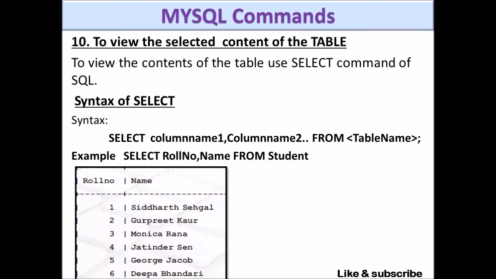Next query is to view selected content. For example, you don't want to see all the columns and rows, so for that we will write select, and then column 1, column 2, and then the name of the table. Here I am just selecting 2 columns, that is roll number and name. So the query will give you a result like this. You can see here roll numbers and names, only these 2 values are being fetched. So if you want to select particular columns, then you have to write select and then the name of the column and then the from keyword and then the name of the table.